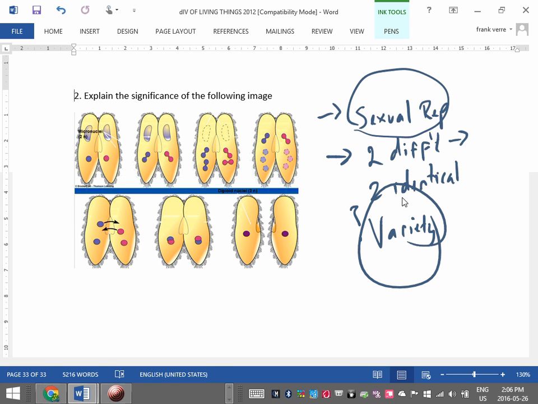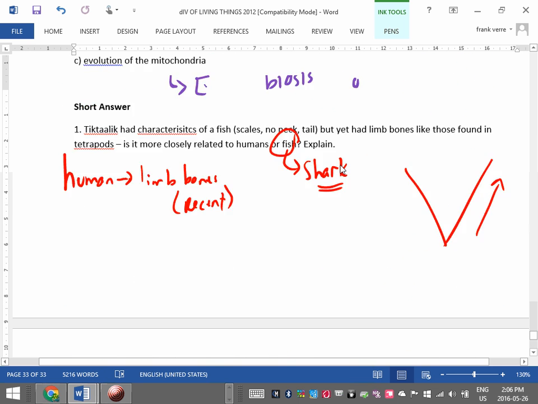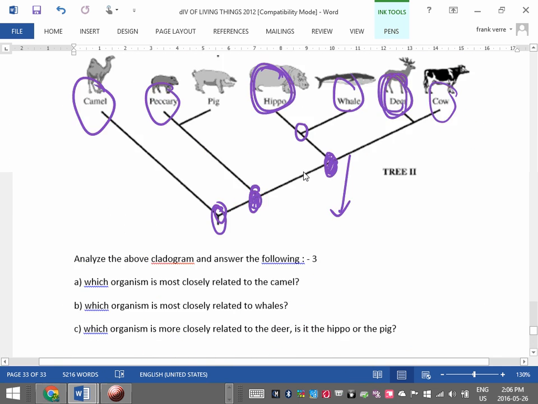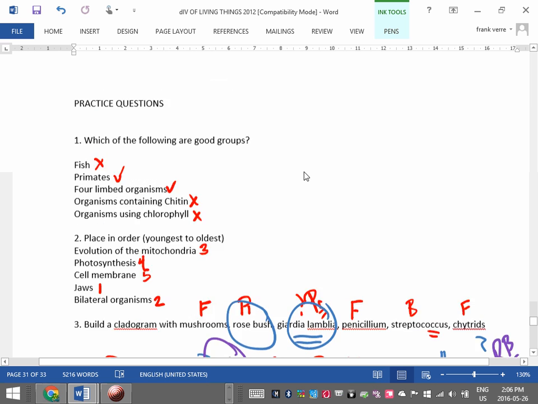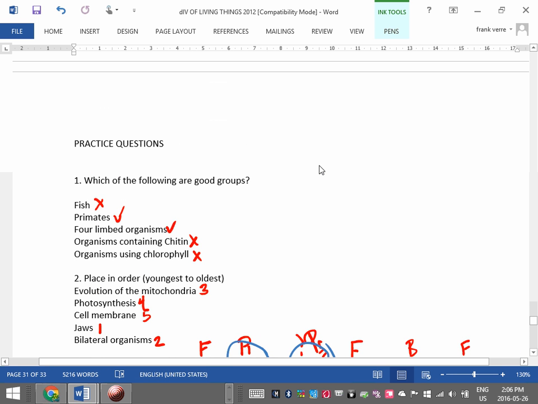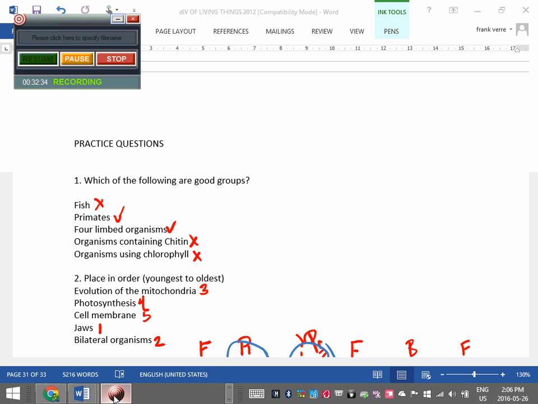Okay? Now there's going to be 3 short answer questions. I just gave you some examples here, but that's basically your written test. So you're going to see some short answer, match the column, analyze a tree, make your own tree, place in order, and define good groups and bad groups. So you want more, right? Let's stop here.